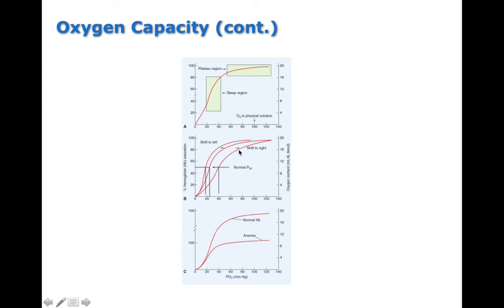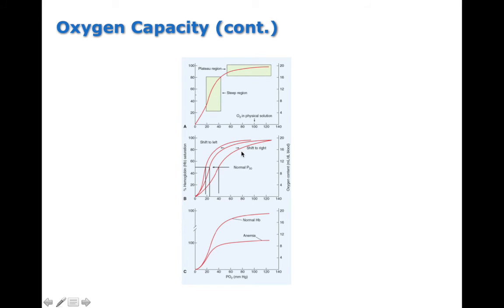And then a right shift would be the opposite. If you go back to 80, we find that, at the same partial pressure, hemoglobin's even less saturated than the other curves. And so a right shift would actually decrease the affinity of oxygen and hemoglobin. And you might wonder, well, why would you ever want left shifts or right shifts? Well, a right shift is actually going to cause your hemoglobin to bind with oxygen less strongly and therefore deliver that oxygen in the tissues.